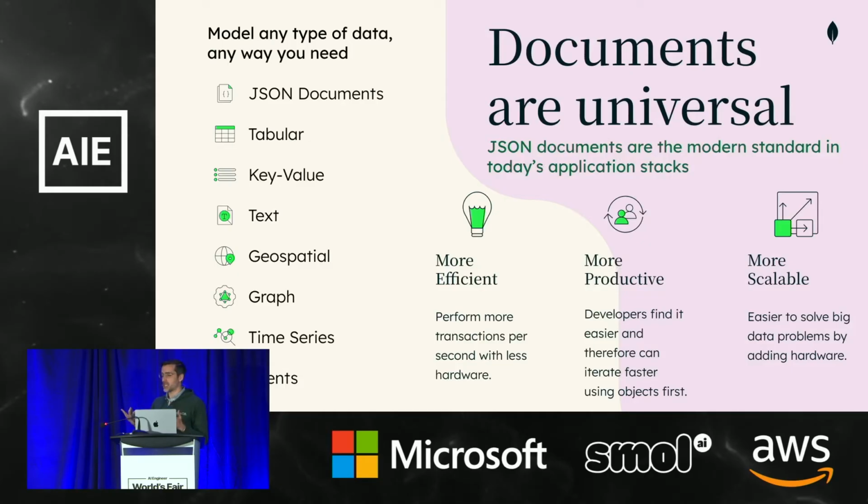The way we look at this is that documents are universal, right? In many cases, they're kind of the superset of all data types that you might want to model. And so you can have JSON, you can have tabular data, key value stores, geospatial graph, it goes on. And what this translates to is, it's more efficient in many places.